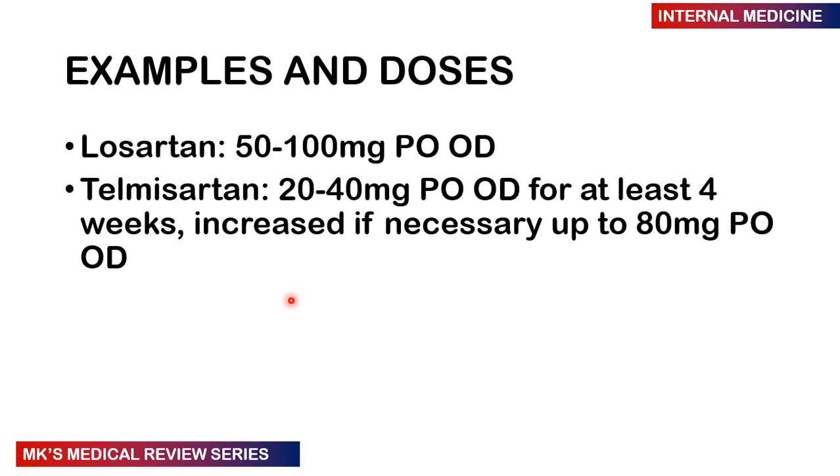Examples of two drugs that you commonly see are losartan and telmisartan. You can get these as preparations on their own, losartan on its own and telmisartan on its own, or they can come as a combination with hydrochlorothiazide. You may have losartan and hydrochlorothiazide, which you commonly see as Losakind. You may also have telmisartan with hydrochlorothiazide, which you may see as Telma-H. So you should take note of those differences.